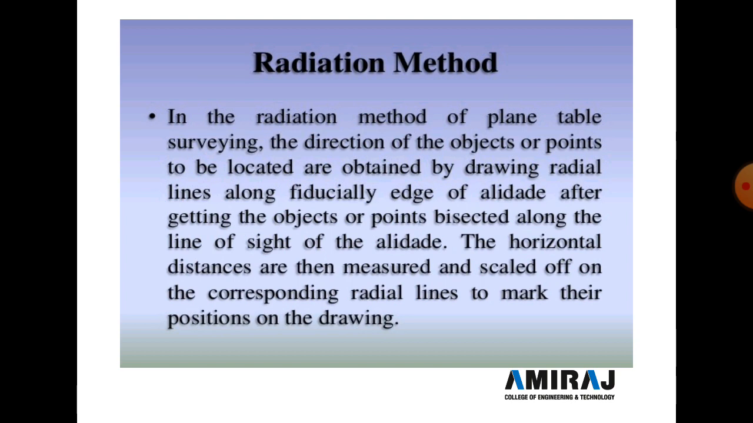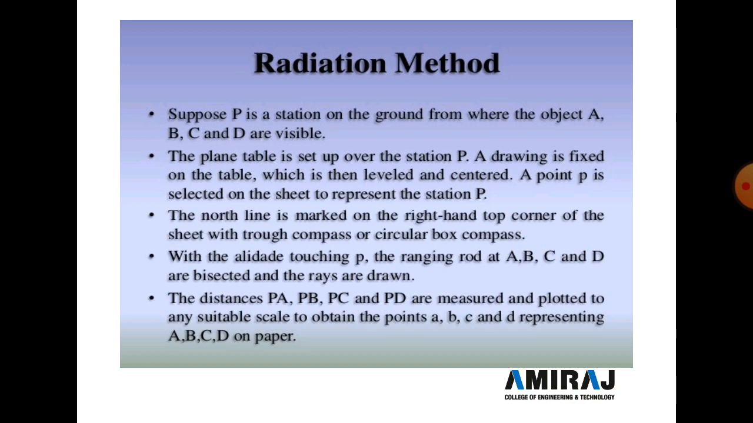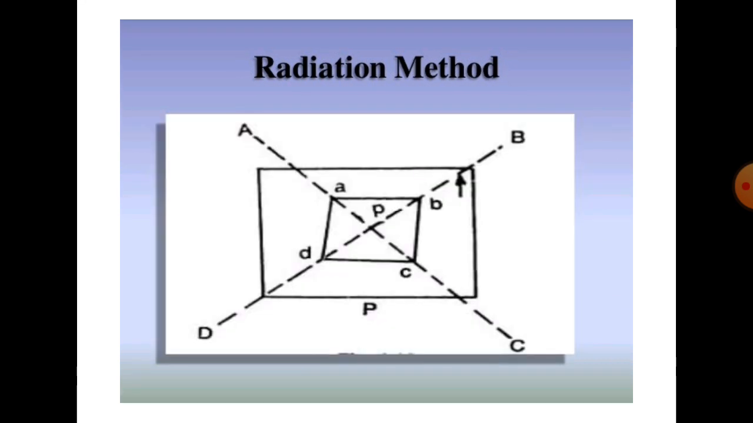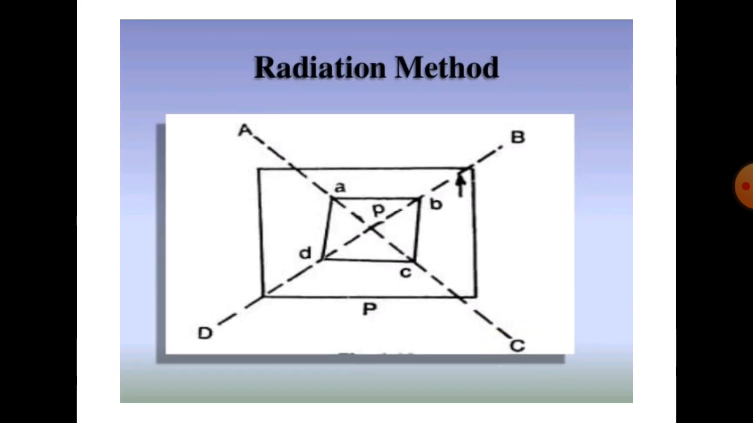So from the figure you will exactly know about the radiation method. The explanation is given, but we are starting to discuss with the figure. So in plane table surveying, the first method is the radiation method. In the radiation method there are 4 main points marked on the ground: A, B, C and D.